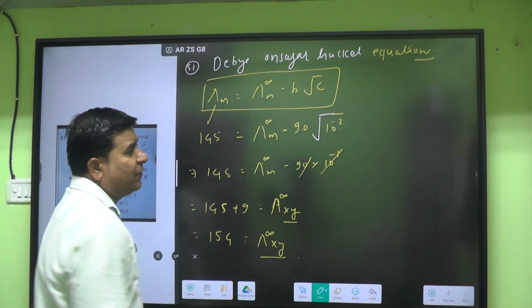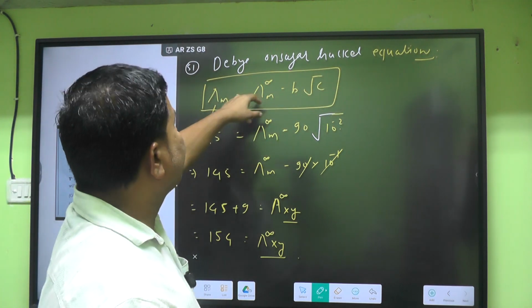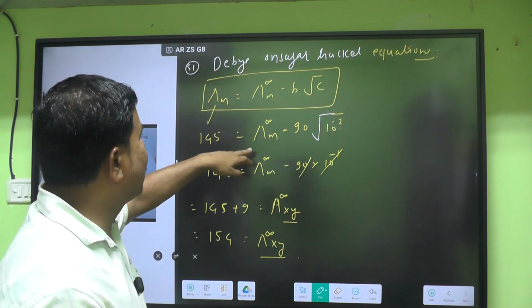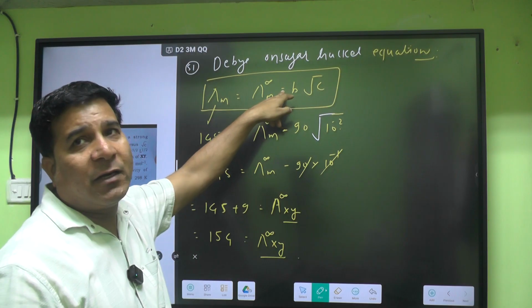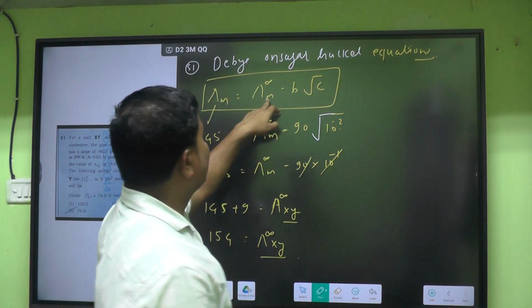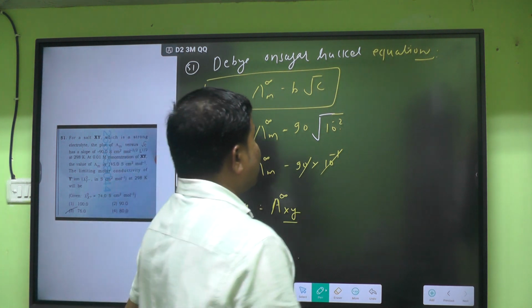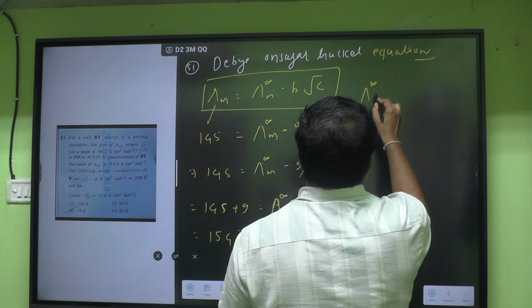According to the Debye-Onsager-Huckel equation, the molar conductance at concentration C is the molar conductance at infinite dilution minus B into root C. B is the Debye-Huckel constant, its value is given, so we can find the molar conductance at infinite dilution. Now how to write the molar conductance at infinite dilution of any electrolyte salt XY.